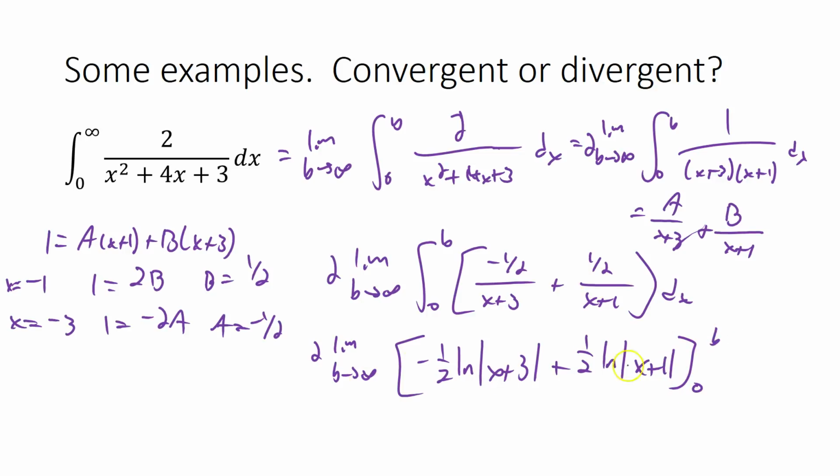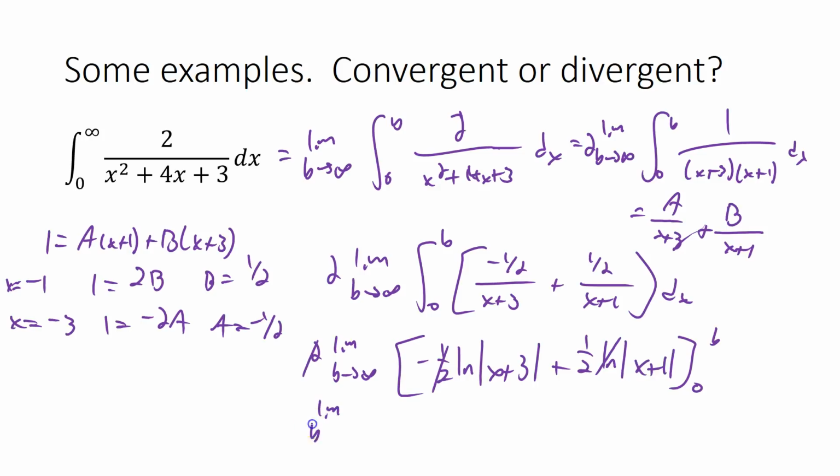If you plug in b here, you're going to have an infinity here and infinity here. So we have an infinity minus infinity situation. So we're going to have to somehow combine these. Well, we can pull the 1/2s out. It's going to cancel with the 2. Thank goodness. Okay, so you have ln absolute x plus 1 minus ln absolute x plus 3. Everything is positive here because anything adding 1 or 3 is going to make it positive, starting at 0 all the way to b, so we don't have to worry about the absolute values.